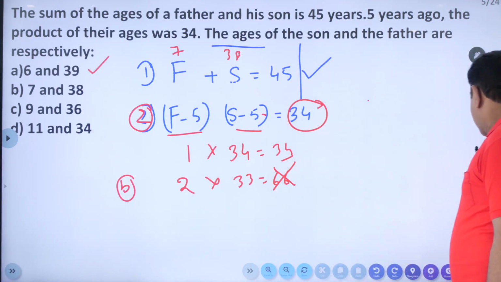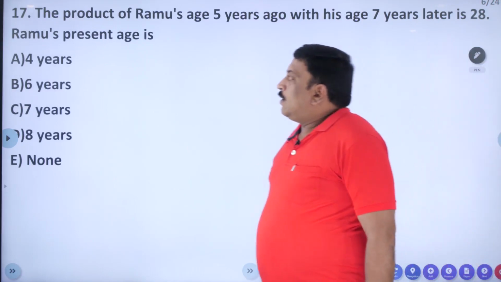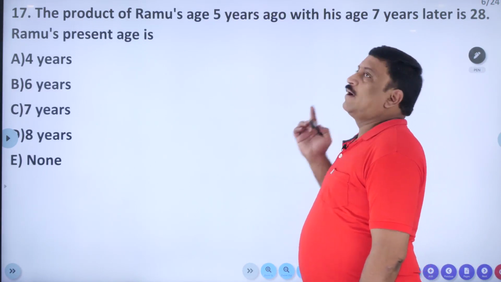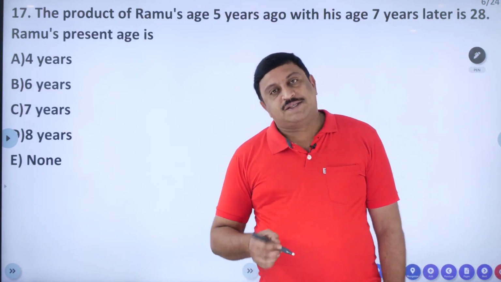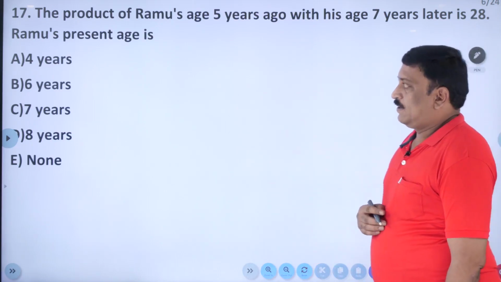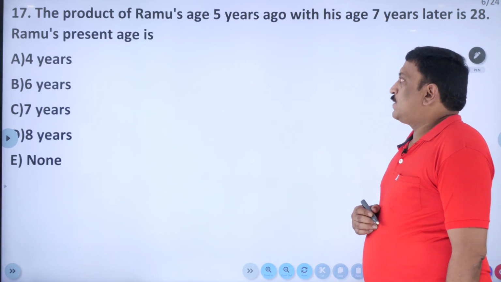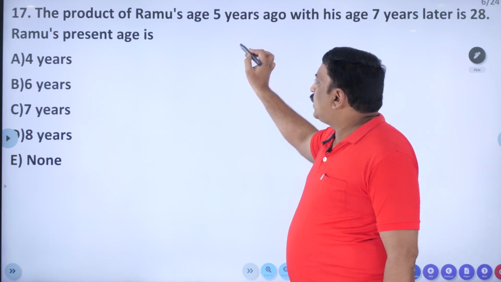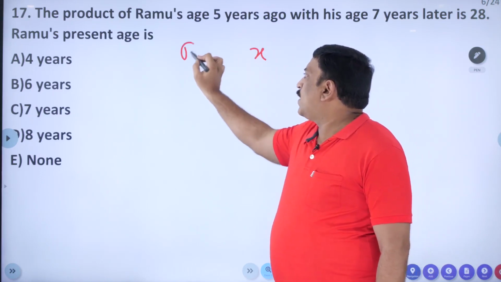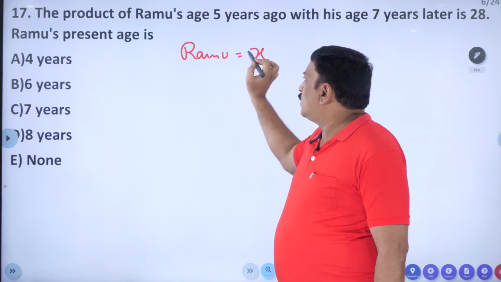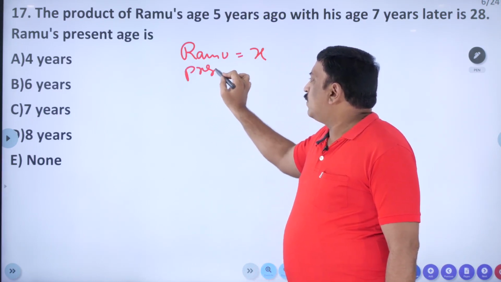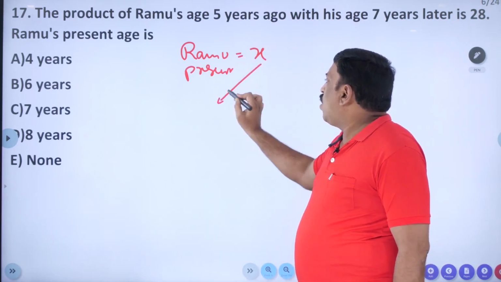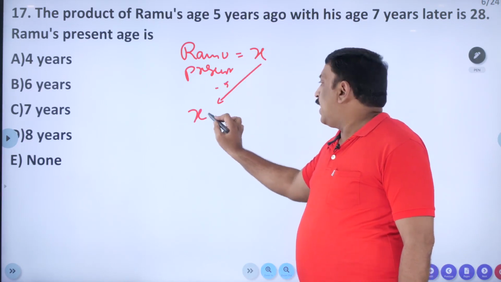Coming to the next model. The product of Ramu's age 5 years ago with his age 7 years later, same person, is 28. Ramu's present age is, we'll take that as X. Ramu present age is X. Then, the product of Ramu's age 5 years ago: how will he be 5 years ago? 5 years back means he will be X minus 5.